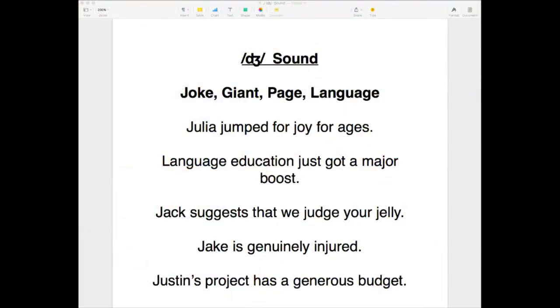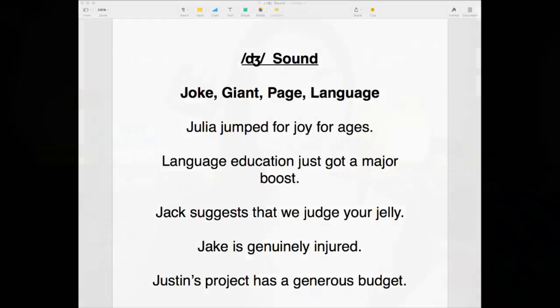Okay, let's now try it with some common words. So here in the notes, you'll see the word joke. Joke, joke. Let's have a look at that. Rounded lips, joke, joke, joke. So I want you to repeat these after me. I'm telling a joke. I'm telling a joke.